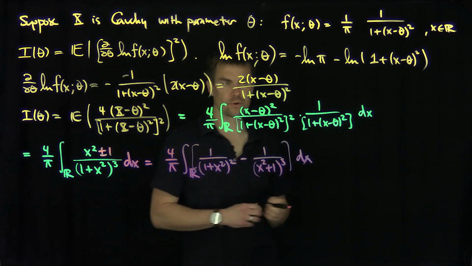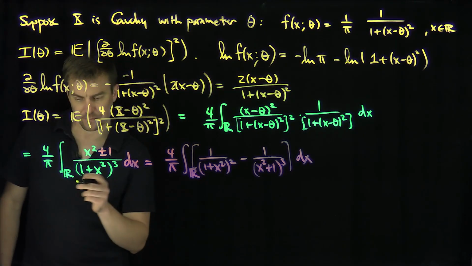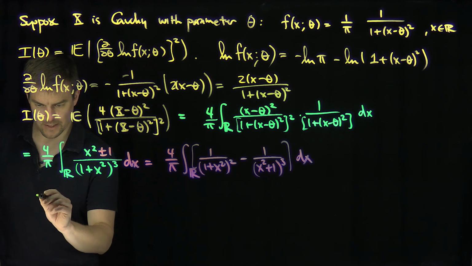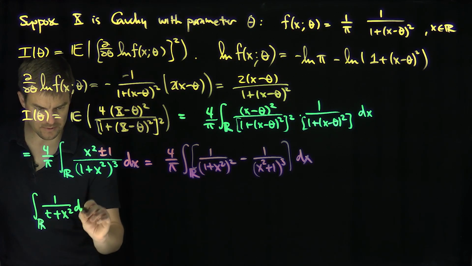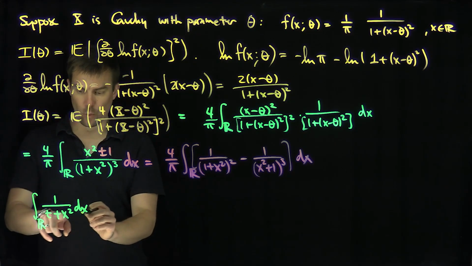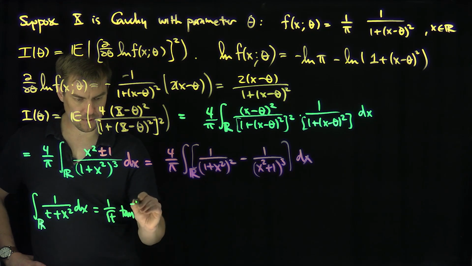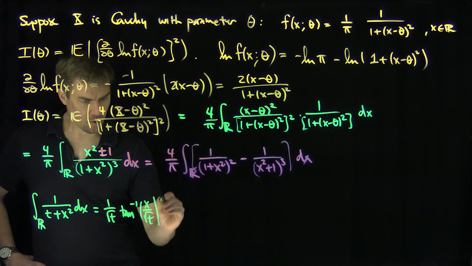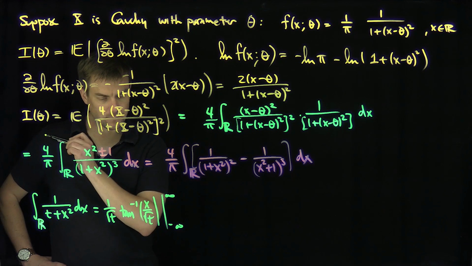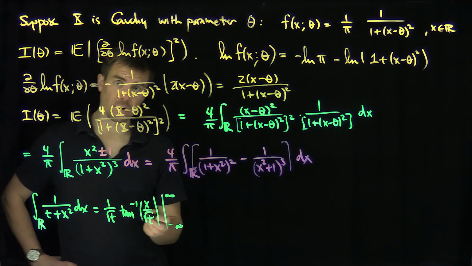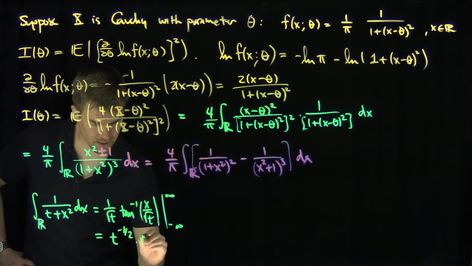Okay. Now there's a clever trick we can do with inverse tangent to help us figure out what these integrals are. If I look at the integral over R of 1 over t plus x squared dx, this would be 1 over root t times tangent inverse of x over root t, over R, from negative infinity to infinity. The positive infinity gives me pi over 2, and the negative infinity gives me negative pi over 2. So this is just t to the negative 1/2 times pi.